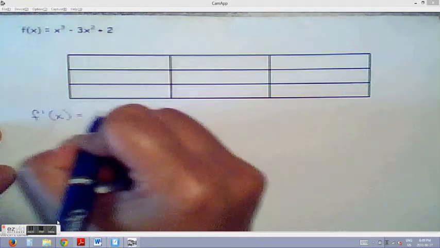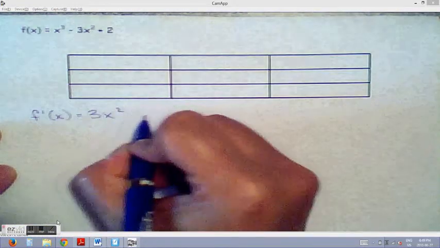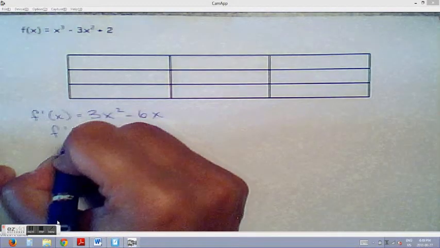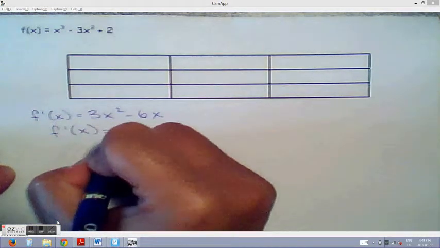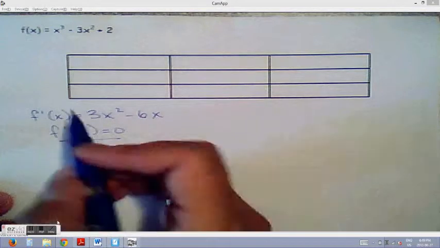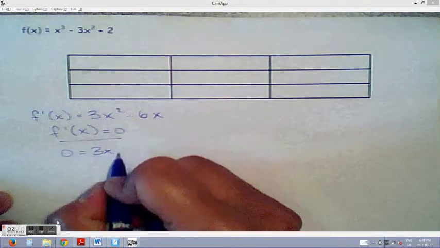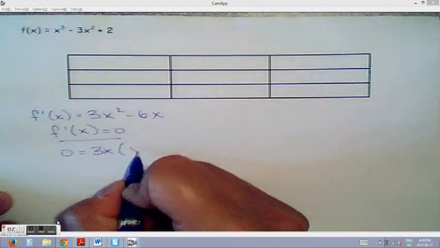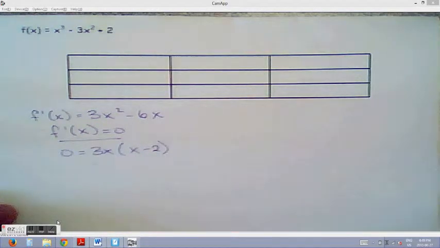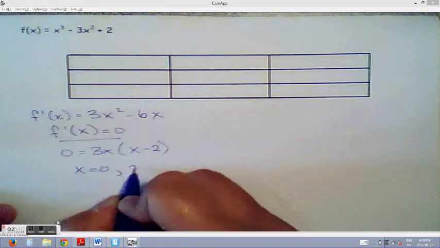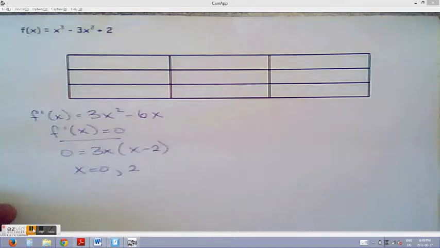So let's take the function and find its first derivative. f primed at x is equal to 3x squared minus 6x. Remember, for a critical point, a critical number, this must be satisfied. So we set that equal to 0. I'm going to factor out a 3x right off the bat, and that'll leave me with x minus 2. To satisfy this equation, x is equal to 0 and positive 2. So our critical numbers are x is equal to 0 and positive 2.